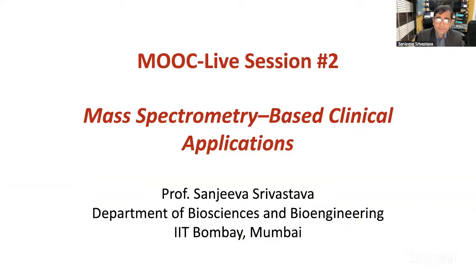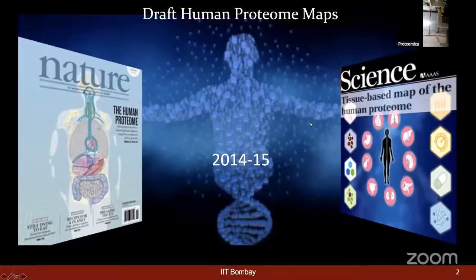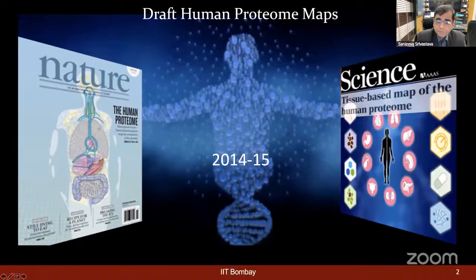In this slide, I just thought to first start with that while we see genomics has really advanced quite a bit over the years, proteomics is still very new. Only in 2014 and 2015, for the first time, the draft human proteome maps were made. And it was only possible because of the advancement in the mass spec.